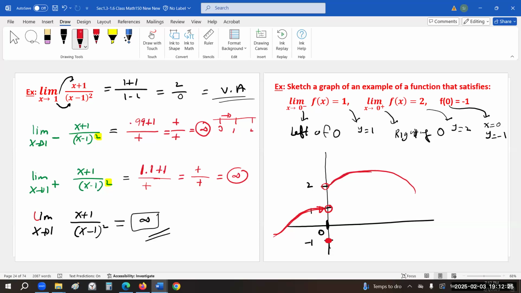So when you walk from the right side, it doesn't matter what type of graph you draw. I just draw a normal curve. When you walk from your right side, we have y value 2. But when our x is 0, our y value is exactly -1. So it's a jump and a hole at the same time.